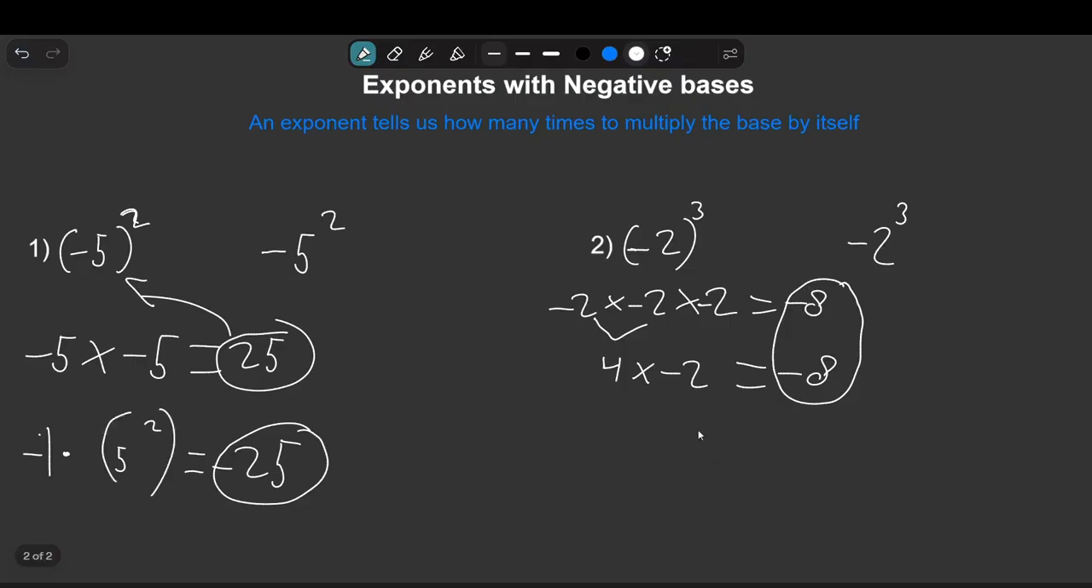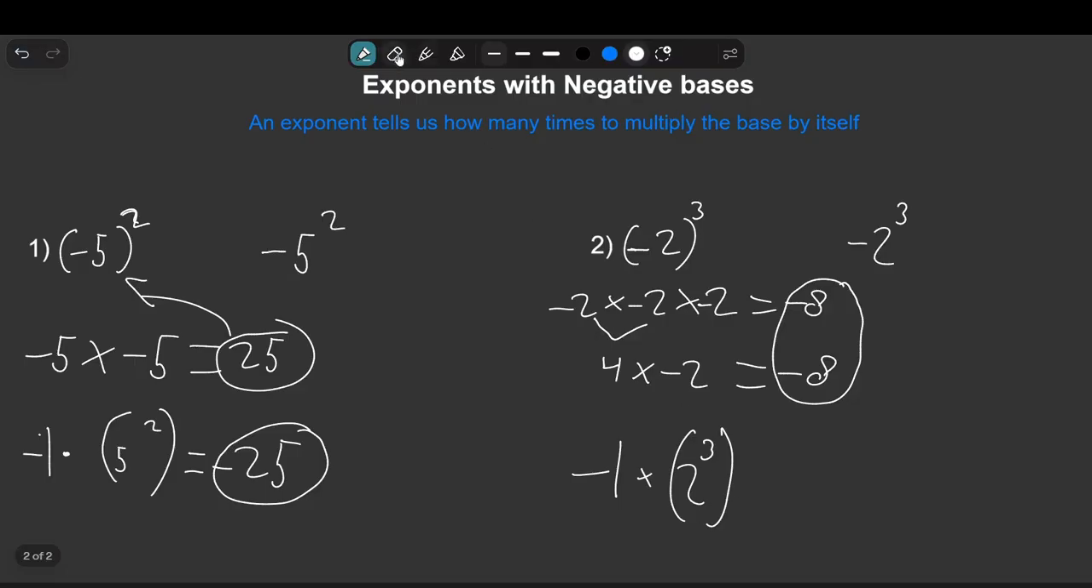Now I'm going to show you guys this one: minus 2 to the power of 3, or minus 2 cubed. Just like the other one, we can see it as minus 1 times 2 cubed. This is also a times sign, but you can use both if you'd like. We know 2 cubed will get us 8, because 2 times 2 is 4, times 2 equals 8.